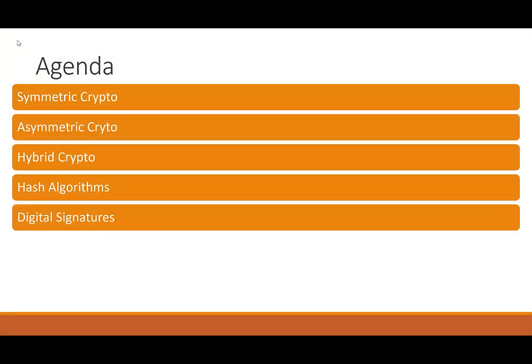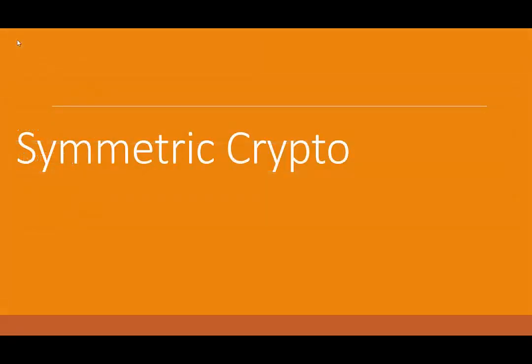So what we're going to talk about is symmetric cryptography, asymmetric cryptography, what's called hybrid cryptography. There's other names for it as well, hash algorithms, and digital signatures. So first we're going to talk about symmetric cryptography.